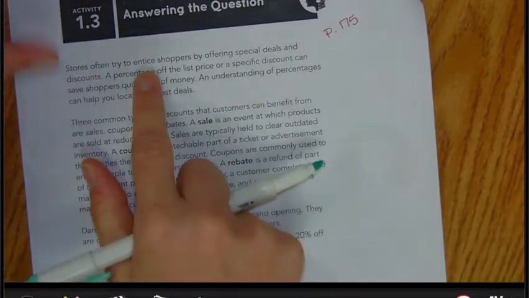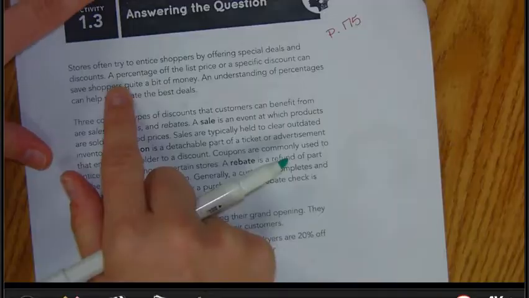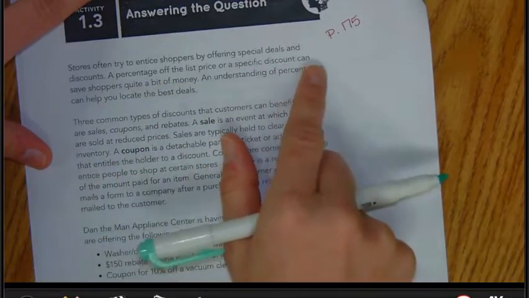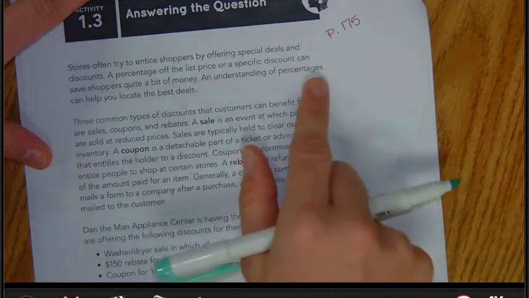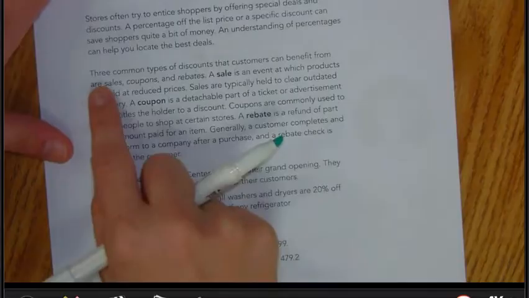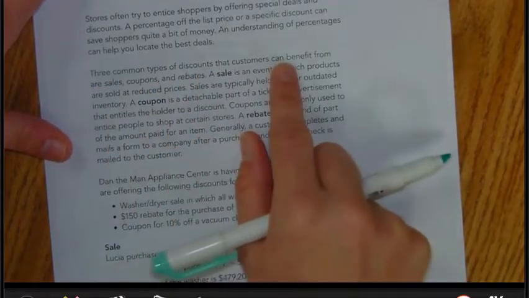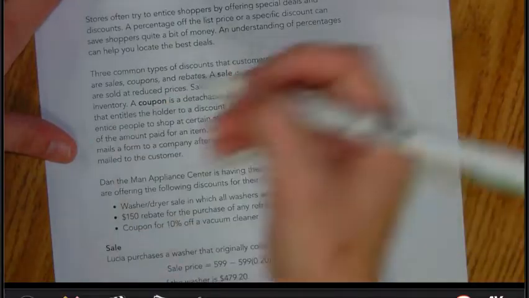Stores often try to entice shoppers by offering special deals and discounts. A percentage off the list price or a specific discount can save shoppers quite a bit of money, and an understanding of percentages can help you locate the best deals. Three types of discounts that a customer can benefit from are sales, coupons, and rebates.